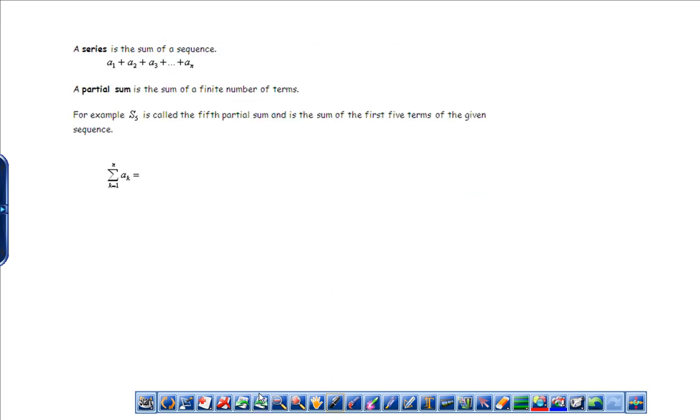Okay, so now let's talk about what a series is. A series is a sum of a sequence. It's just adding up the terms. A partial sum is a finite number of terms. For example, S sub 5 is called the 5th partial sum, and it's the sum of the first 5 terms of the given sequence. So if you want to add, it's just A sub 1 plus A sub 2 plus A sub 3 plus A sub 4 plus A sub 5. So if you can find the first 5 terms and add them up, that's one way to do a sum.